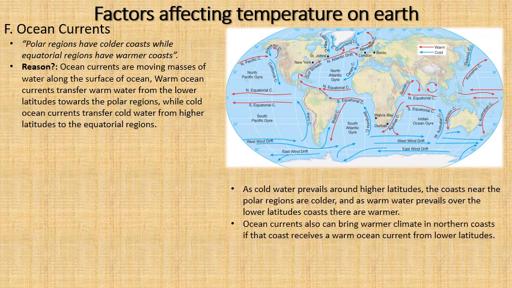Ocean currents can also bring a warmer climate to northern coasts if the coast receives warm ocean currents from lower latitudes. So just because cold water is surrounding the polar regions, it doesn't mean that it is always cold. Sometimes a warm ocean current can come from the equatorial region to the polar regions to balance the temperature.